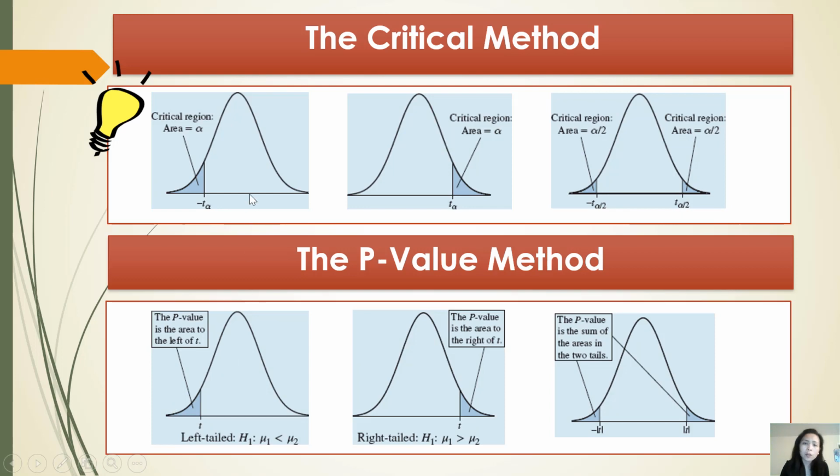You see it? And if you compare the critical method and the p-value method, on the critical method picture, you have to mark minus t alpha, but on the p-value method, you have to mark the test statistic. Here, t is the test statistic, and t alpha, whether negative or positive, alpha or alpha half, represents the critical values. You see that? So make sure that you have the right picture on the test, if you choose the critical method or the p-value method.